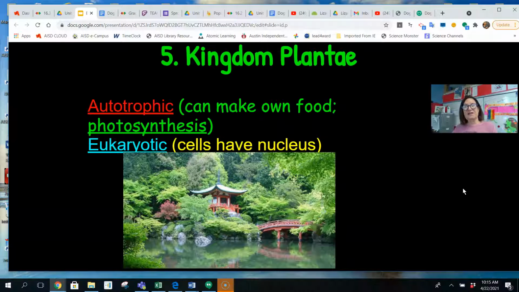The next one we have is kingdom plants. These guys are autotrophic, meaning they make their own food through the process of photosynthesis. And they are eukaryotic cells, again having a nucleus and the organelles. And remember, the plant cell has three things that the animal cell does not have, which is the cell wall, chloroplast, and a central vacuole. So it has those three things in addition to being a plant cell.